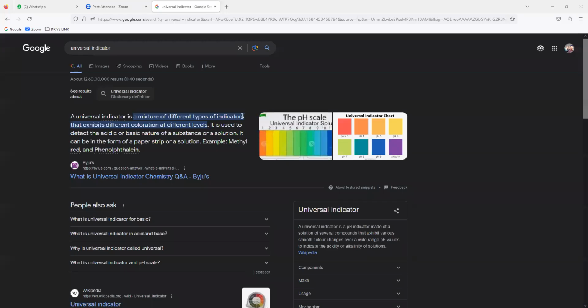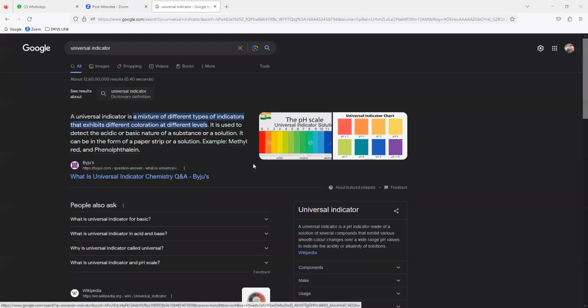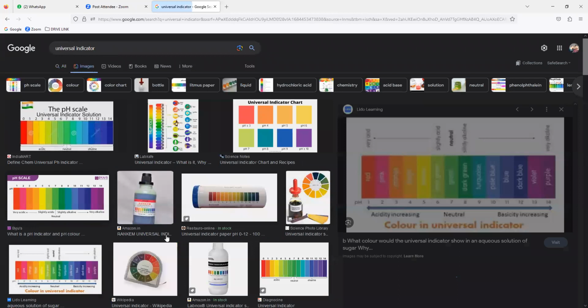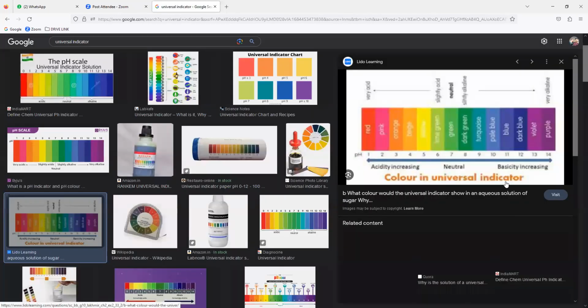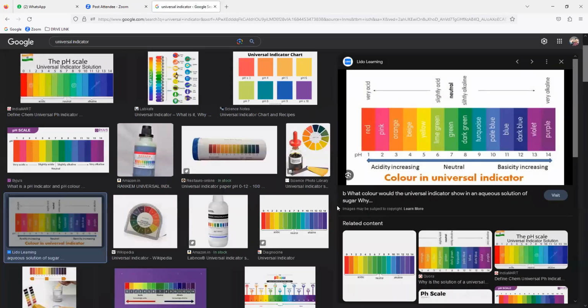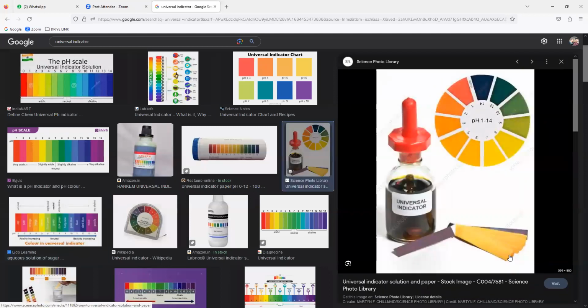Class 8, you might have seen this, and even in the books it has been there. You can see this is the color chart. This is the universal indicator reference chart. Now they will give you the universal indicator as a strip. You can notice in this figure. Of course, a liquid solution also. So we are getting the universal indicator like this yellow color strip.